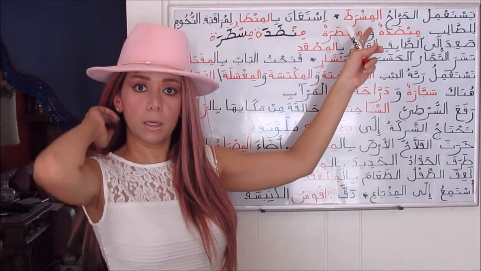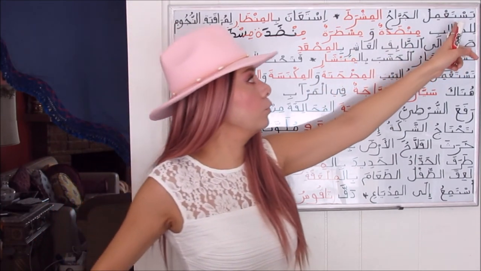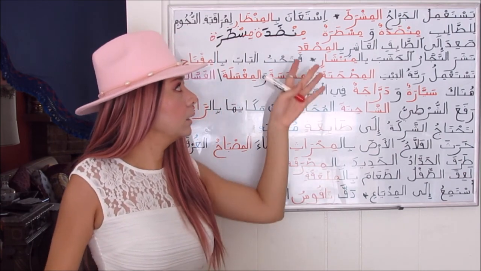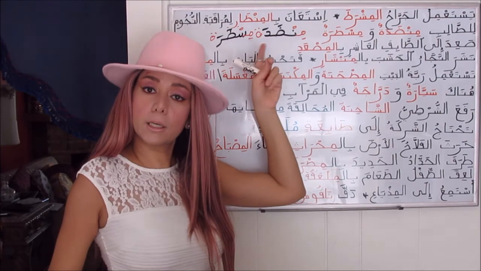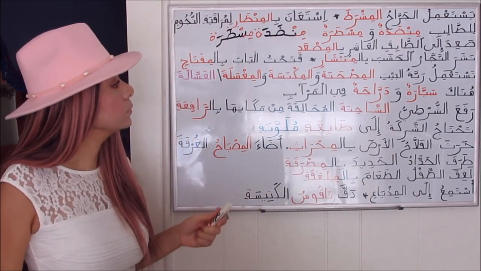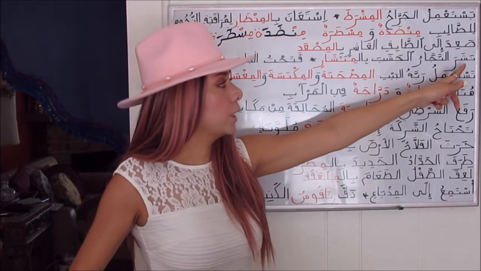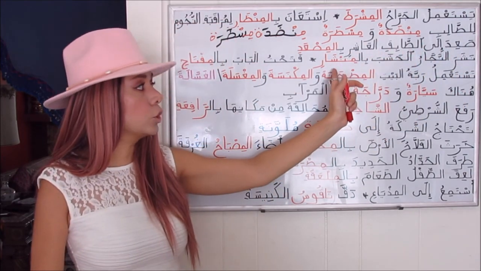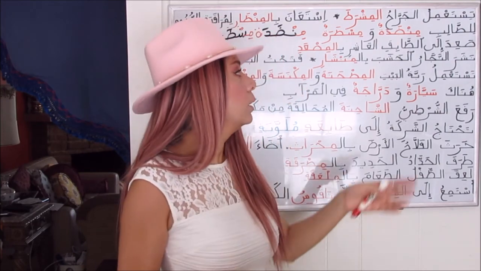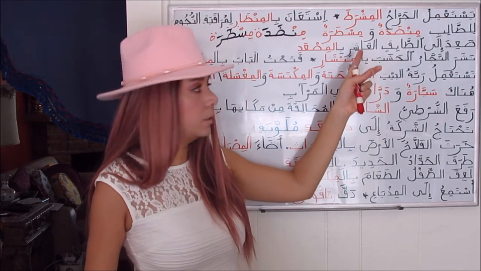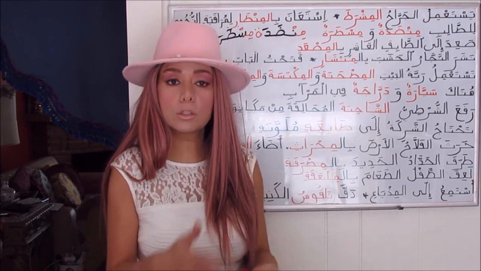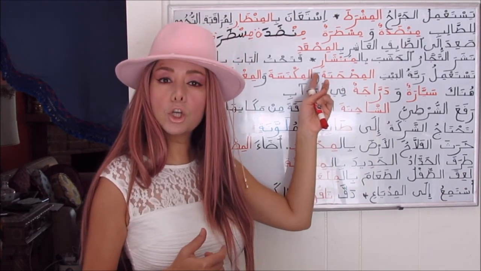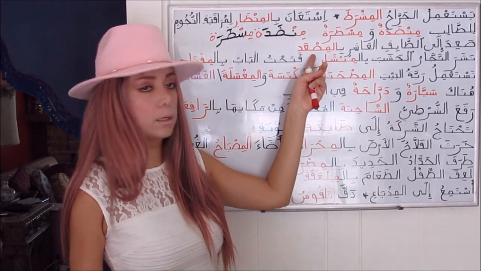Here we have a fatha because al-mishrat is the object of the verb istamala, so it is in the accusative. Okay? نشر النجار الخشب بالمنشار. نشر, to saw. The carpenter sawed the wood with the saw. منشار, مفعال, مفعل, مفعلة.